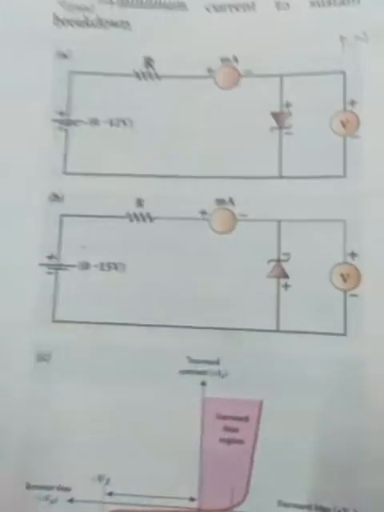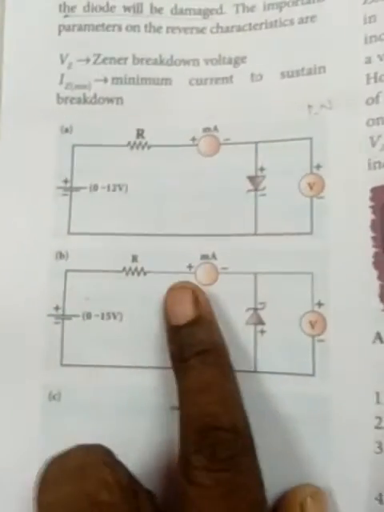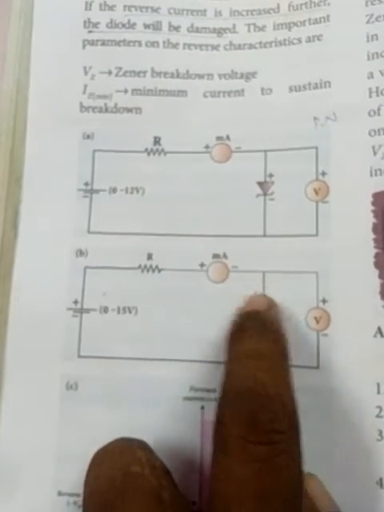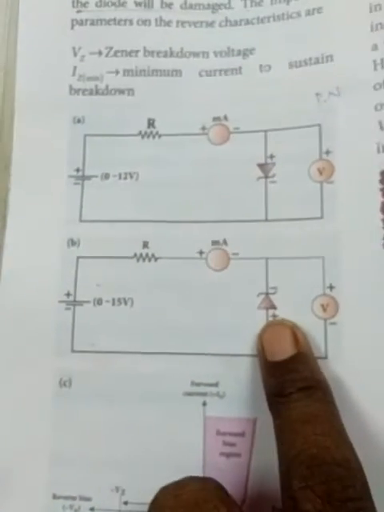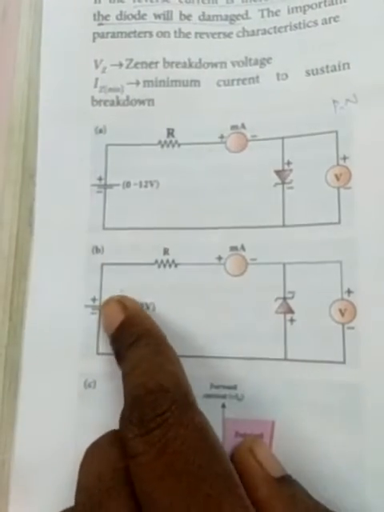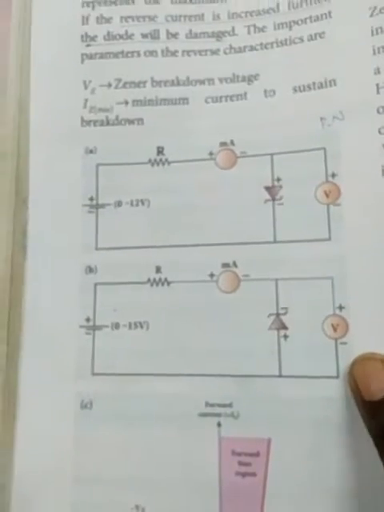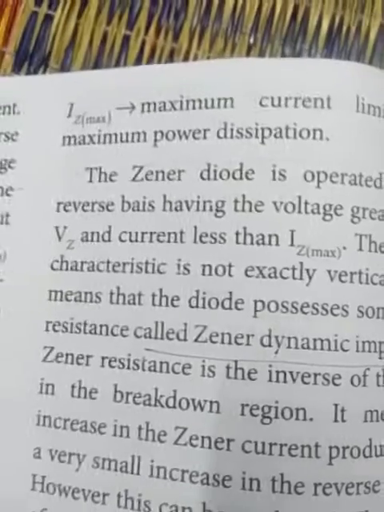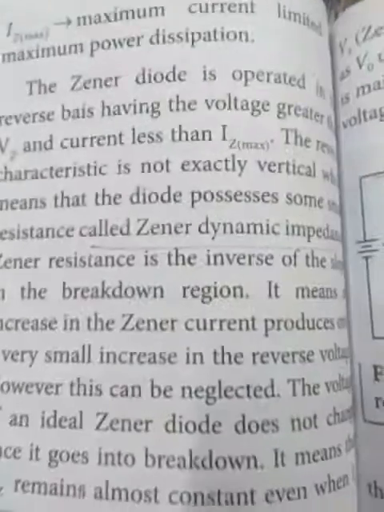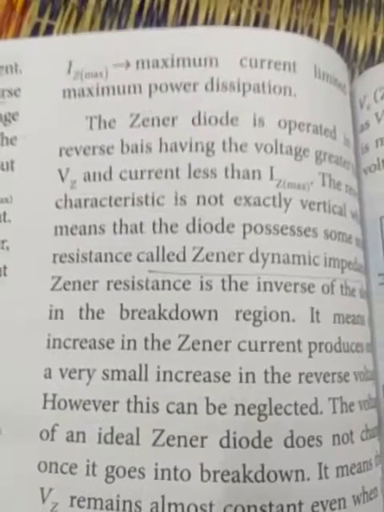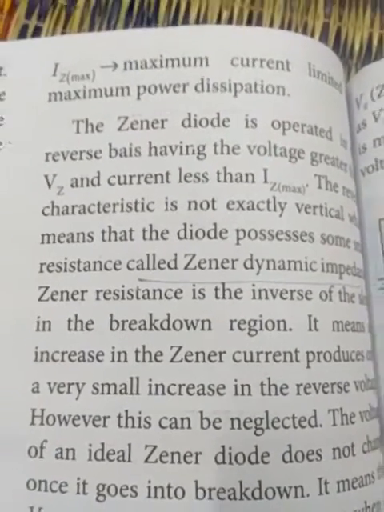Next, this is a reverse bias. You see plus and plus, minus and minus. Here, in reverse bias, whenever the input increases, the output decreases. The Zener diode operates in reverse bias, with voltage greater than Vz and current less than Imax. As I already told, whenever the input is increased, the output is less only. This is a Zener diode.